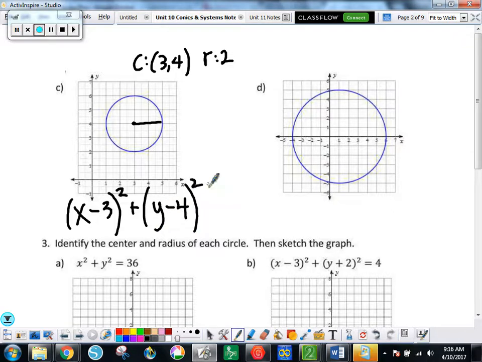Make sure you switch those signs and make sure you square. If you can do that, you've got it. Say that one more time. You have to kind of eyeball it.